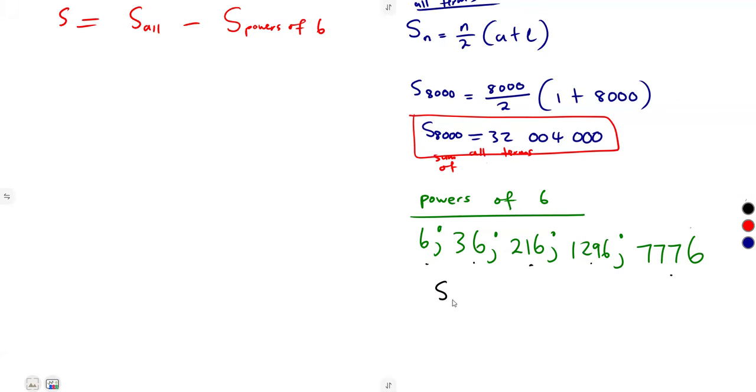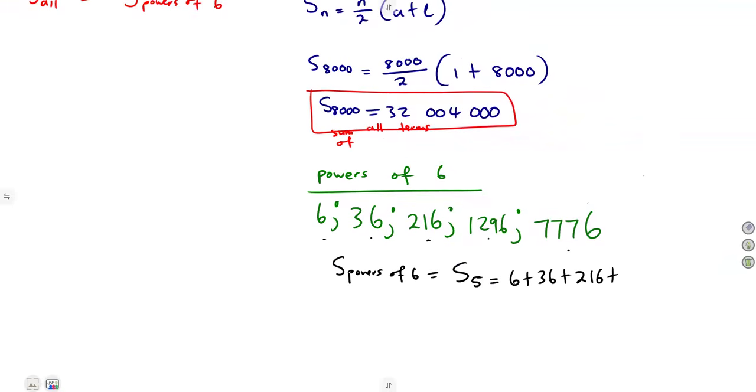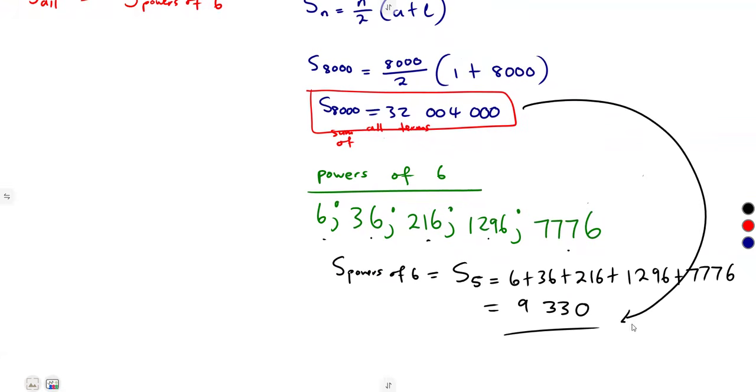So for this sum of powers of 6, we can simply add. How many terms are there? They said 5. That's S5. So simply add 6 plus 36 plus 216 plus 1,296 plus 7,776. That is going to give us 9,330. That's the sum. Then you subtract from these 8,000 the sum of all terms. Then you're done.